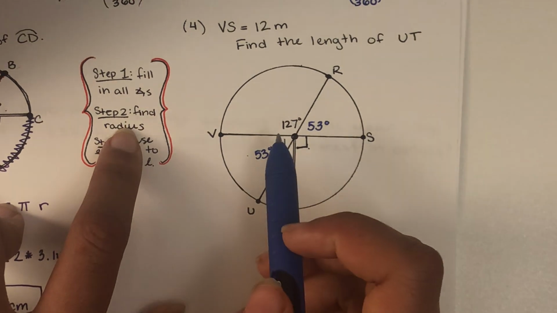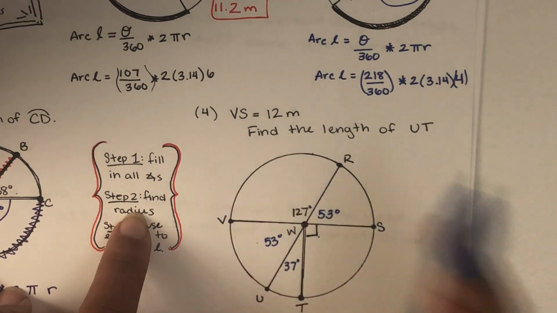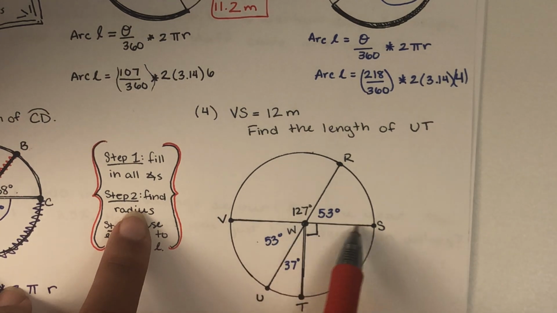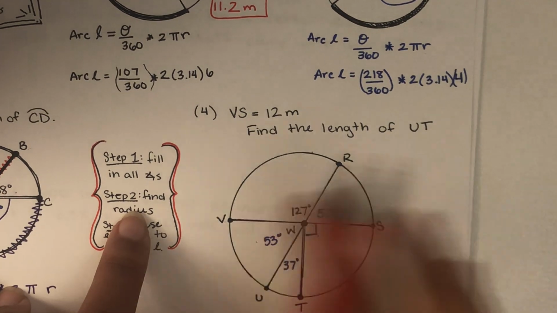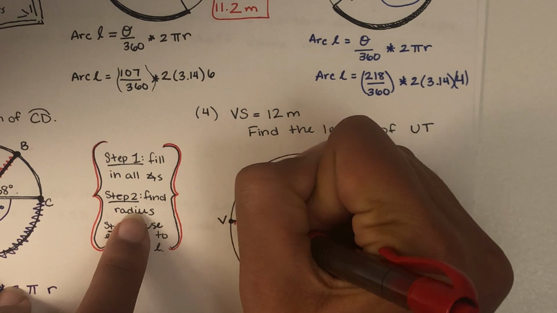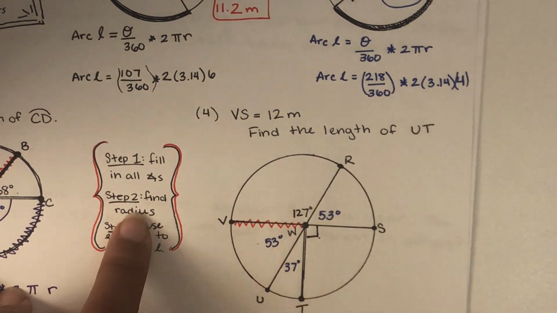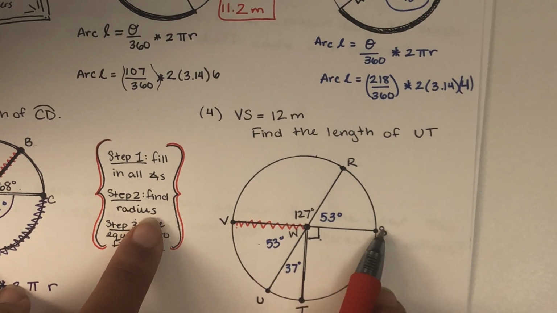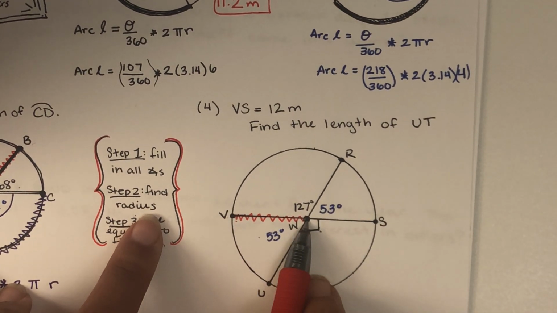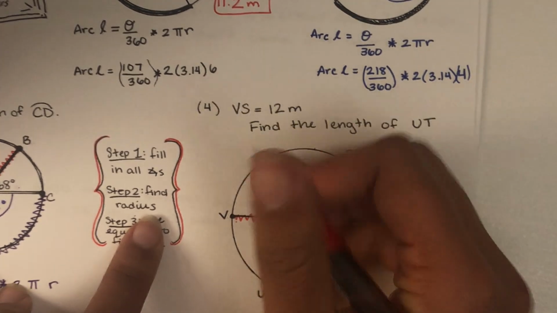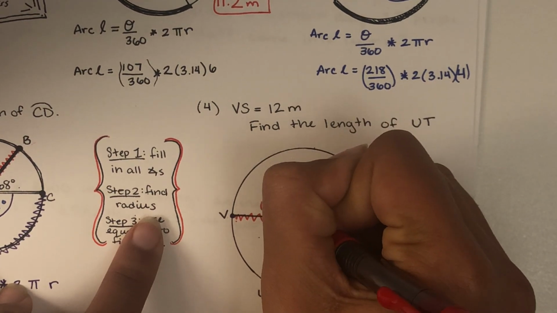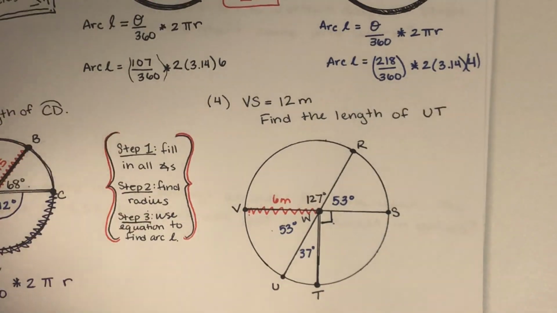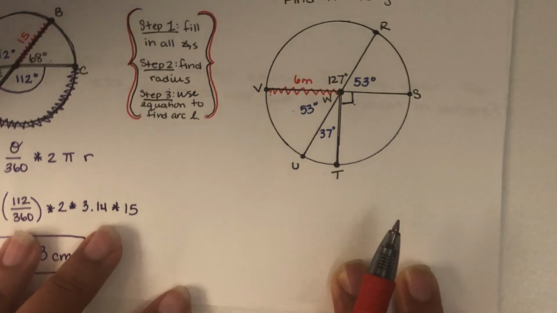Now they want us to find the radius. So they say from V to S is 12. Well, we don't want that whole thing, right? We just want half of that because we just want the radius. So if V to S is 12, then V to W, or our radius, would be 6. Now use the equation to find arc length.